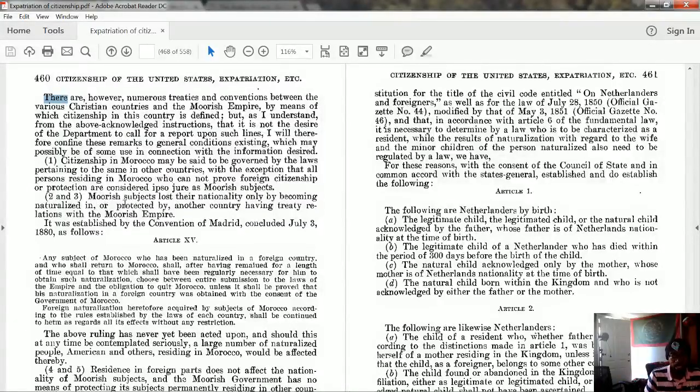2 and 3. Moorish subjects lost their nationality only by becoming naturalized in or protected by another country having treaty relations with the Moorish Empire. It was established by the Convention of Madrid, concluded July 3rd, 1880, as follows: Any subject of Morocco who has been naturalized in a foreign country and who shall return to Morocco shall, after having remained for a length of time equal to that which shall have been regularly necessary for him to obtain such naturalization, choose between entire submission to the laws of the empire and the obligation to quit Morocco, unless it shall be proved that his naturalization in a foreign country was obtained with the consent of the government of Morocco.